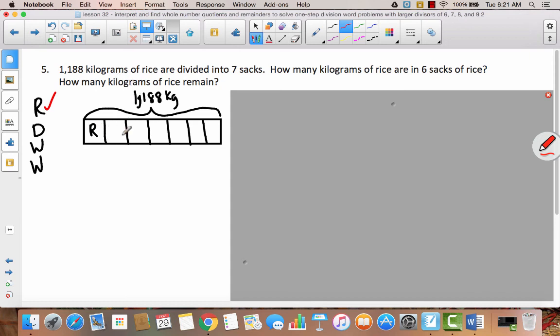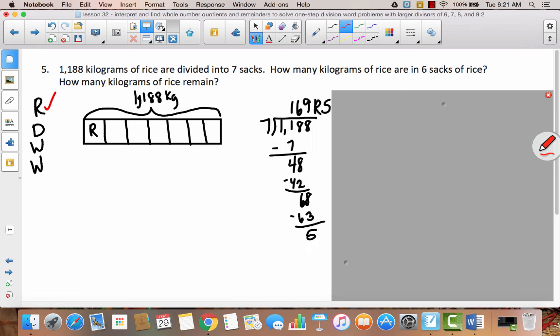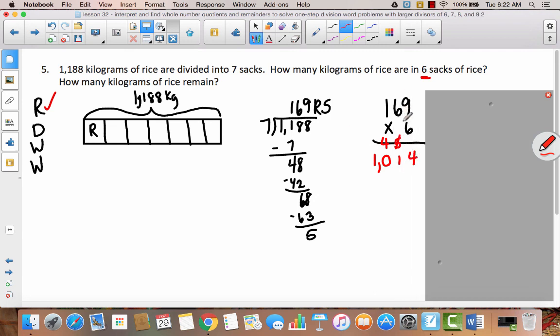So I knew since I'm putting this into equal groups that I could use division. So I took 1,188 and I divided it by 7. And that gave me 169 kilograms with a remainder of 5. Now you'll notice the question doesn't say how many kilograms of rice are in one sack. It says in 6 sacks. Well, this tells me how much is in one sack. So to figure out how much is in 6 sacks, I decided to use multiplication. I took 169 and I multiplied it by 6 to tell me how many were in 6 bags.